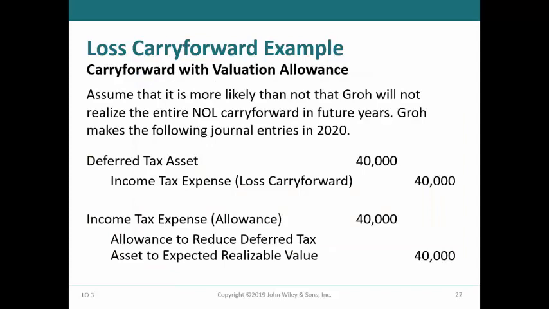As was illustrated previously, deferred tax assets must be tested for impairment at the end of each year. If Grow felt that it would not be able to utilize any of the $40,000 deferred tax asset recorded in 2020, it would record a debit to income tax expense or allowance for $40,000 and a credit to allowance to reduce deferred tax asset to expected realizable value for the same amount. The allowance could be adjusted in future periods should Grow determine that they would be able to utilize the carry forward.